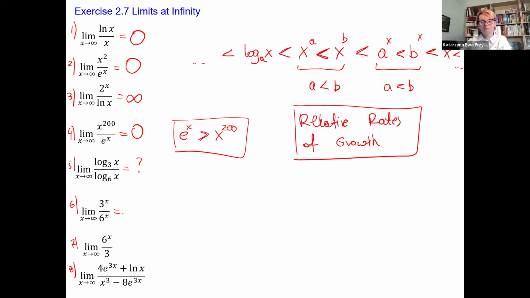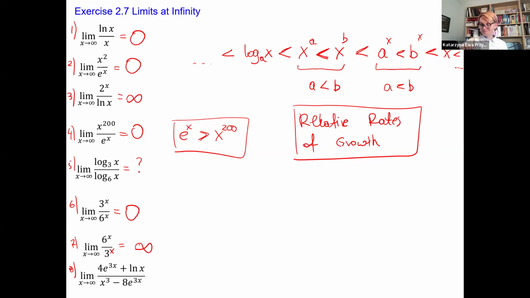What about this one, number 6? Yes, because 6 to the x grows faster, okay? 6 to the x versus 3 to the x, infinity.